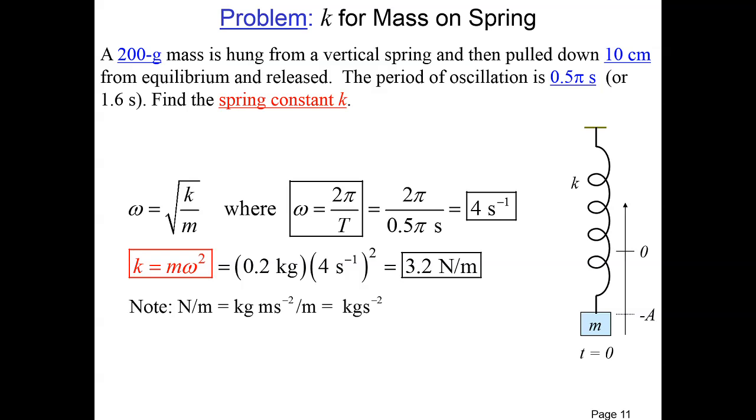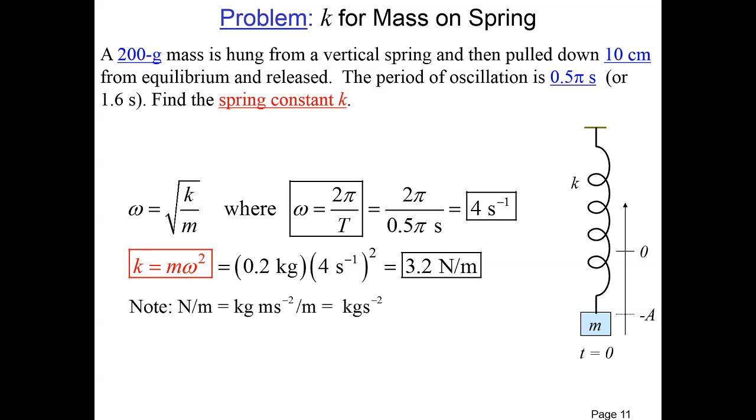So the angular frequency is the square root of k over mass, so we need the angular frequency. The period is 2 pi over the angular frequency, so that means that the angular frequency is 2 pi over the period. So 2 pi over 0.5 pi gives us an angular frequency of 4 radians per second. So we know the angular frequency and we know the mass. That means we can then rearrange the formula, omega is equal to the square root of k over m, and we solve for k and we get that k is equal to m omega squared.